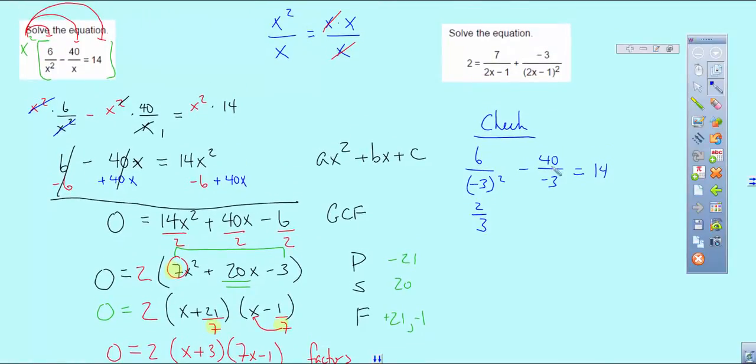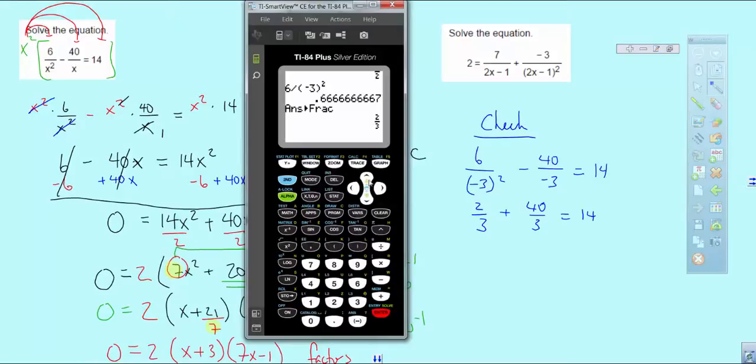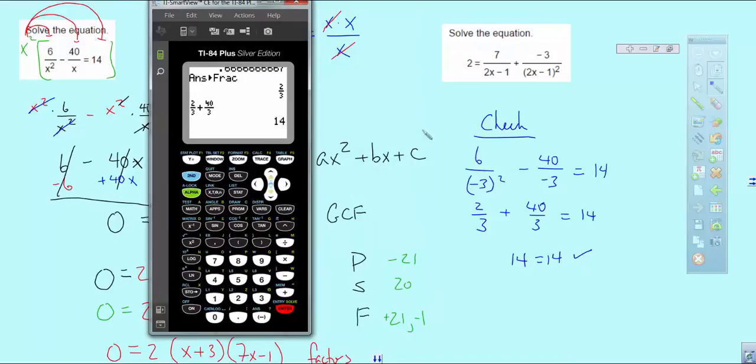Yes, that's correct, because I have a negative here, a negative there. So that's actually going to be plus 40 over 3. And the question is, is that equal to 14? So we take our calculator back. We say 2/3, we take that guy right there, plus, go get our other fraction, 40 divided by 3, and we want it to equal 14, and it does. So 14 equals 14. We have a winner. So that means that -3 is one of our solutions.